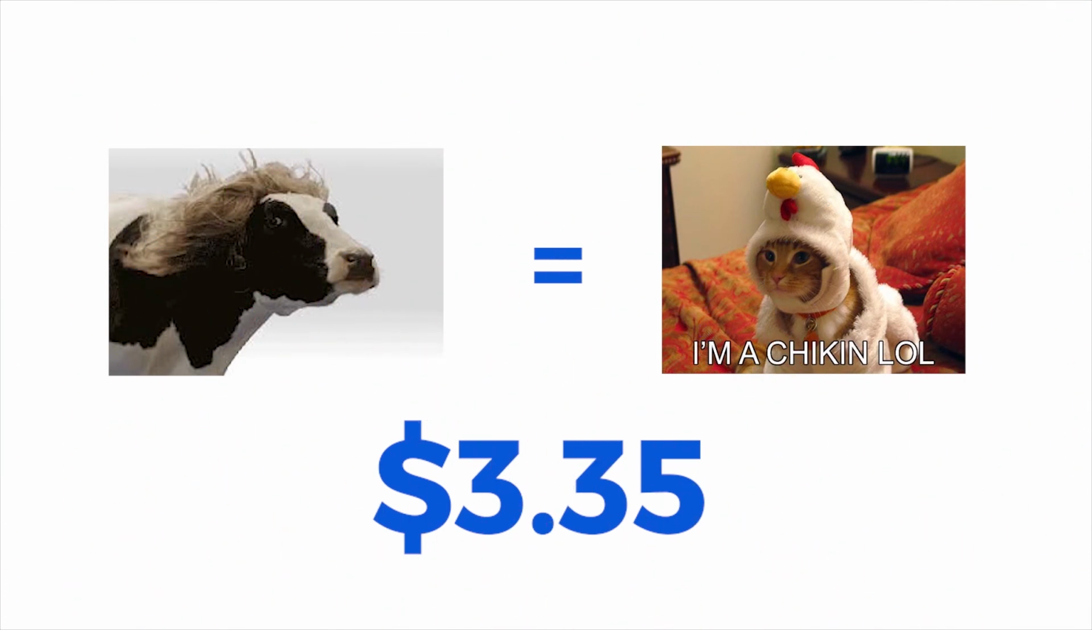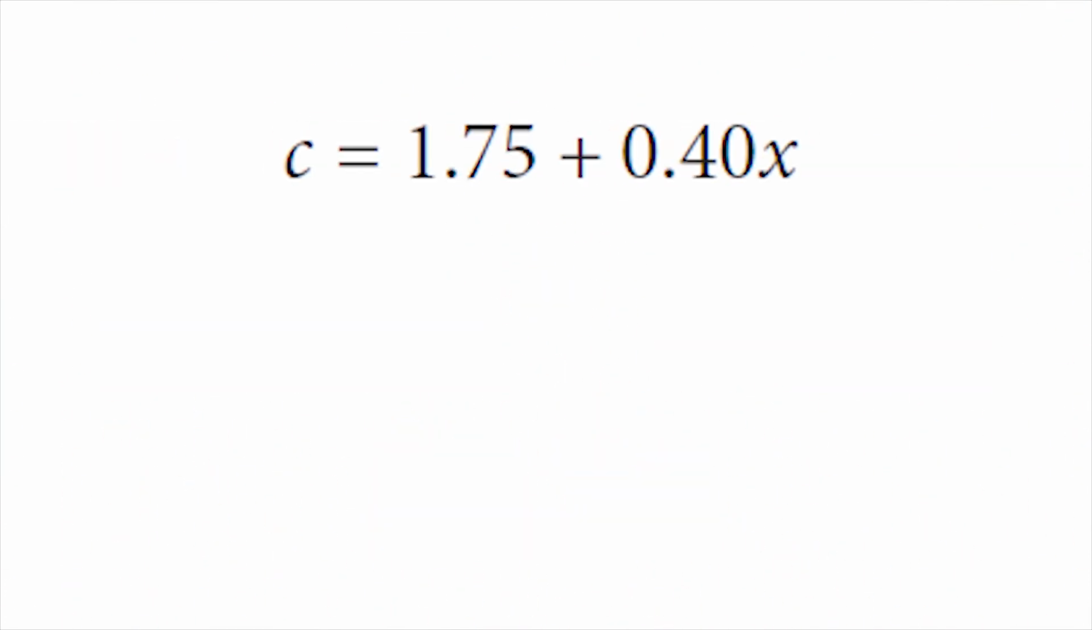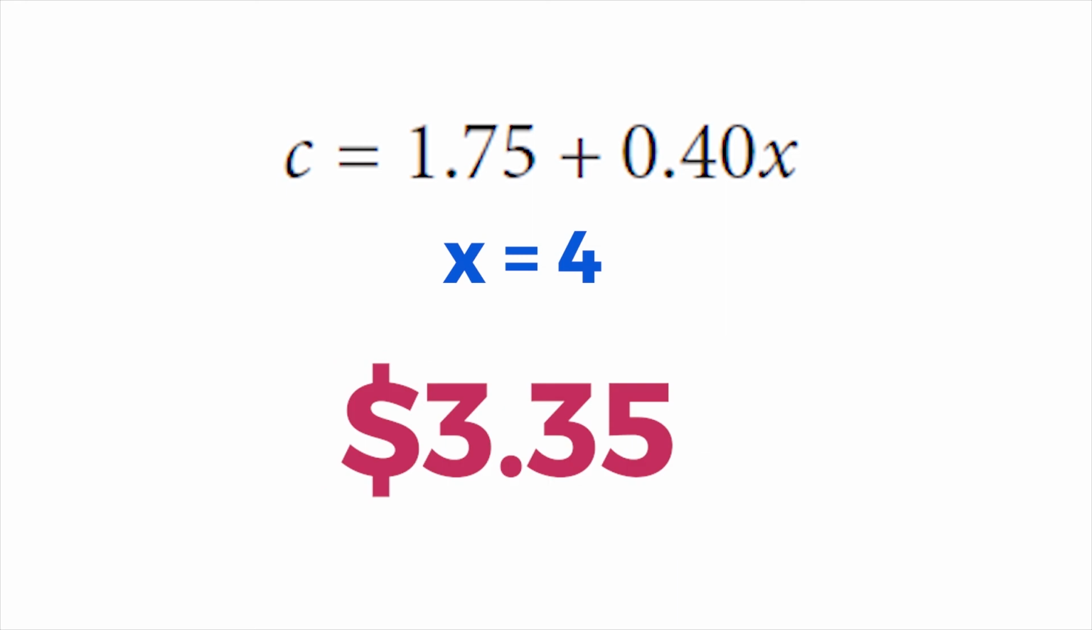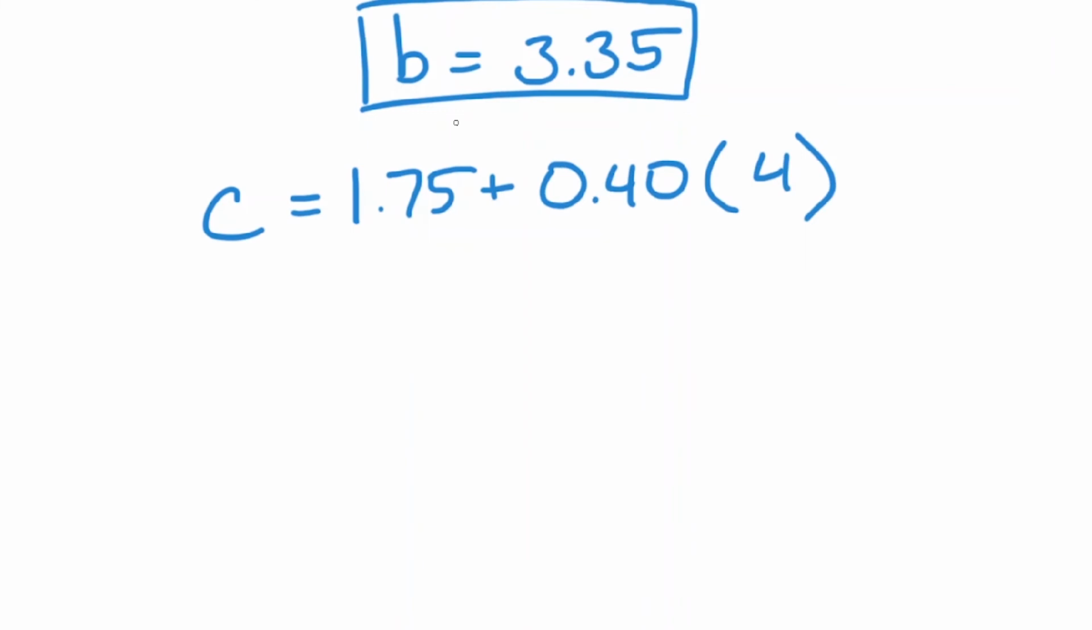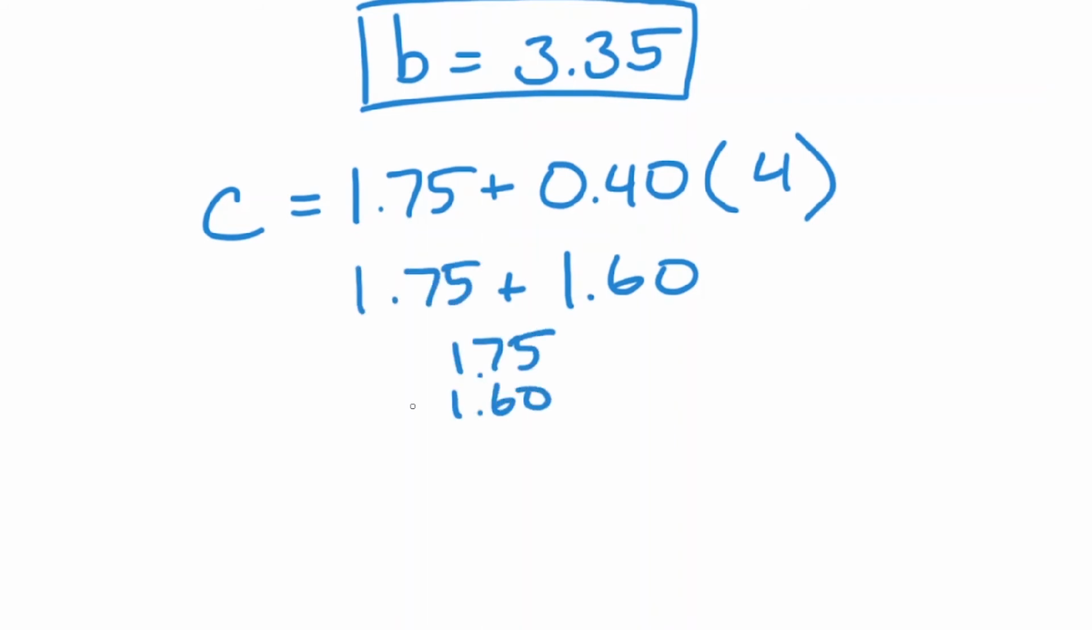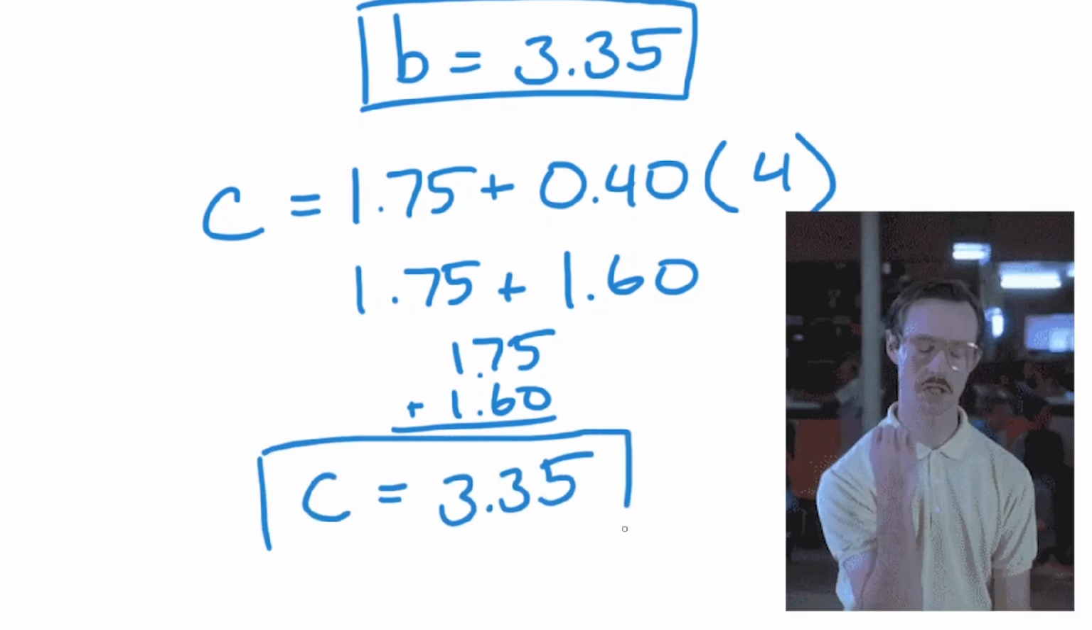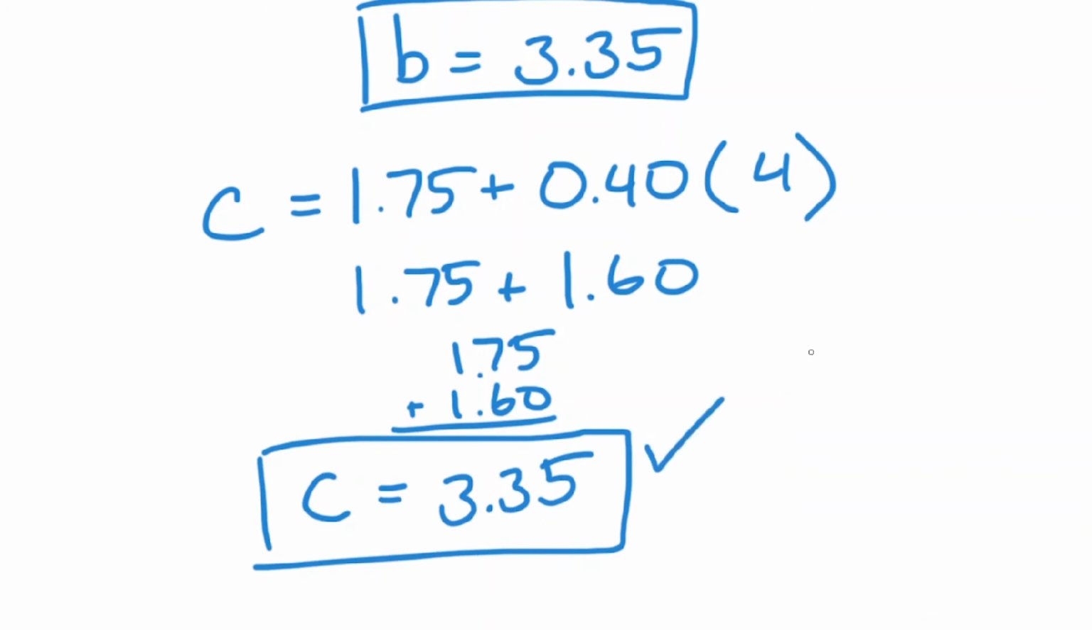Hold up. Let's check our answer by plugging in 4 into C. If we're correct, it should end up equaling 3.35 as well. So we have 0.40 times 4, which equals 1.60. From there, let's go ahead and combine 1.75 and 1.60, and that leaves us with C equaling 3.35. Nice! The prices match. So our answer is correct.